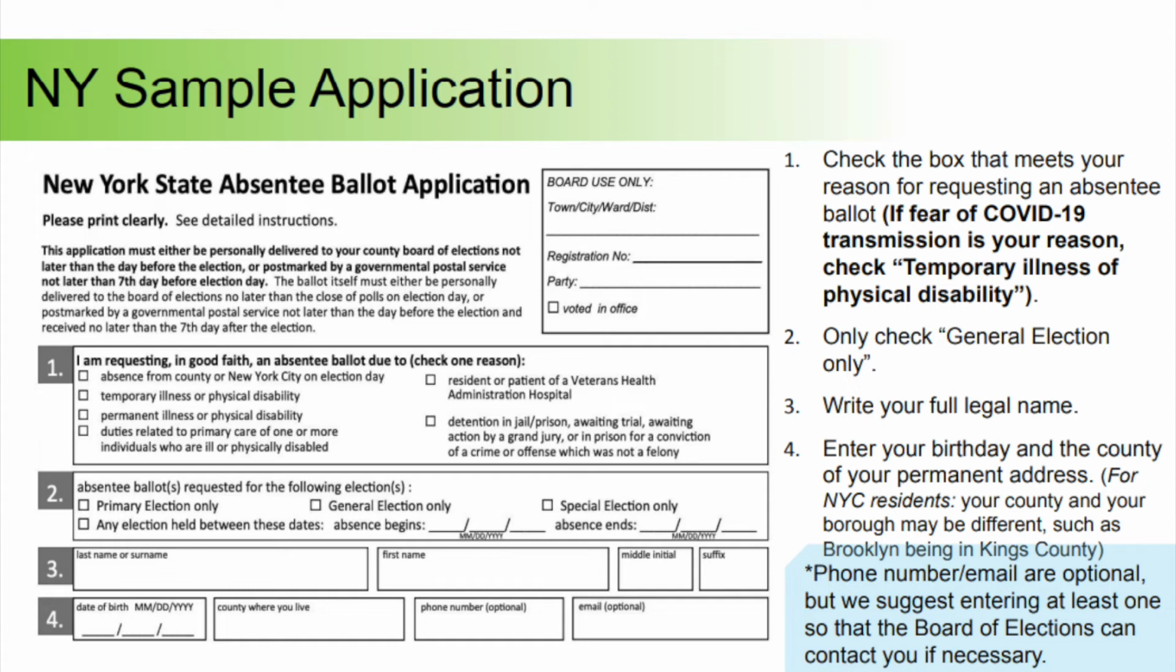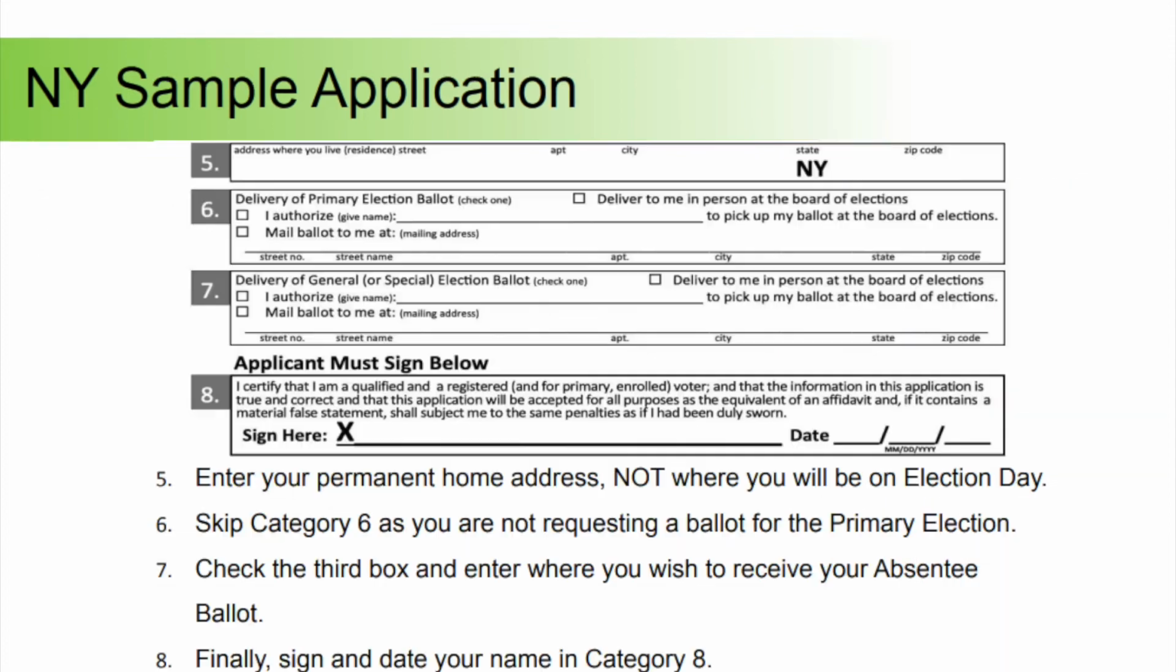For New York City residents, your county and your borough might be different, such as Brooklyn being in Kings County. Phone number and email are optional, but we suggest entering at least one so that the Board of Elections can contact you if necessary. We will proceed with the second part of the New York sample application.